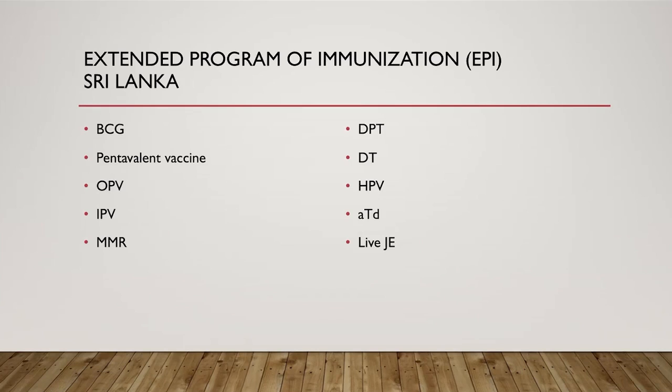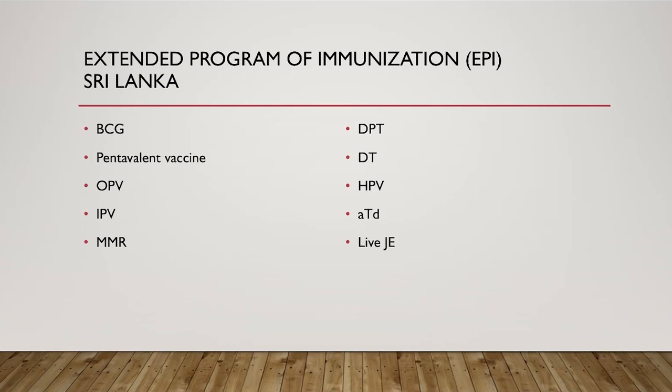Now we will concentrate on the extended program of immunization in Sri Lanka. And these are the vaccines which come under the program. BCG vaccine, pentavalent vaccine, oral poliovirus vaccine, inactivated poliovirus vaccine, MMR or measles, mumps, rubella. Then the DPT, diphtheria, pertussis and tetanus. DT, diphtheria, tetanus. HPV or human papilloma virus. Simple A, capital T, simple D, adult tetanus and diphtheria vaccine. And finally, live JE vaccine, live Japanese encephalitis vaccine.